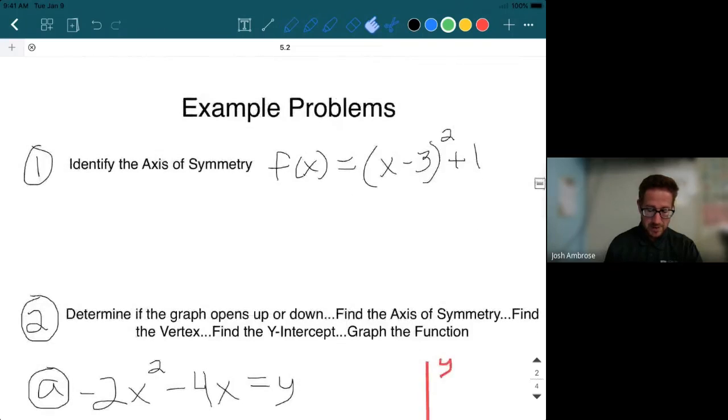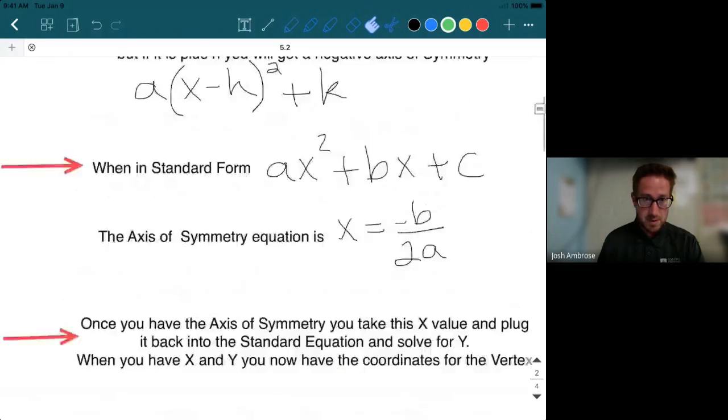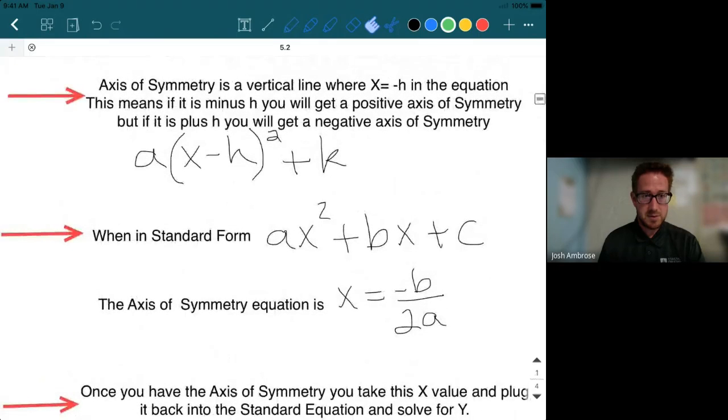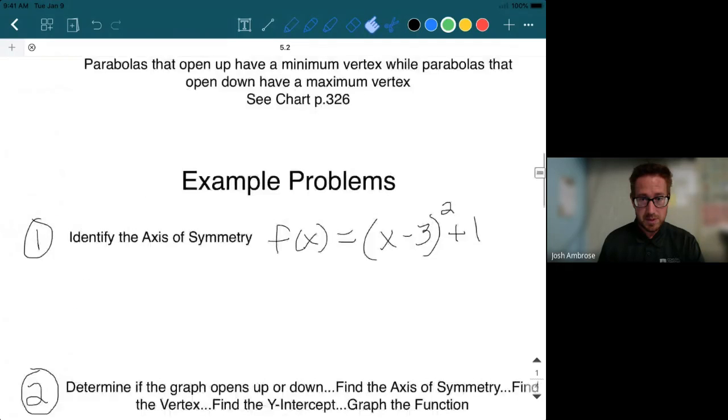Let's jump into it. All right, so what we're looking at here is a vertex form of the quadratic equation. And if we go back up to a vertex form right there, how do we get the axis of symmetry? We focus on h, and we need to make sure, is it a minus h or is it a plus h?